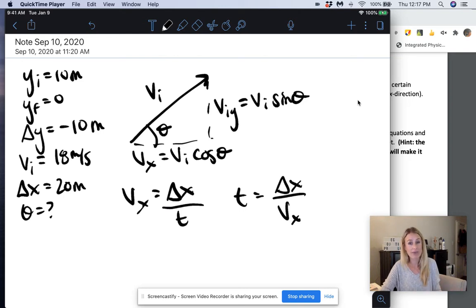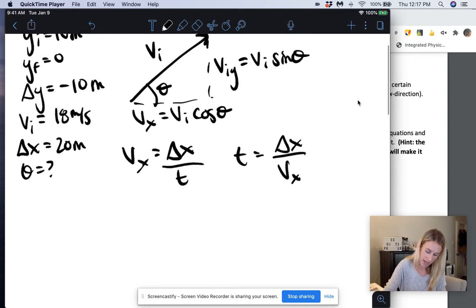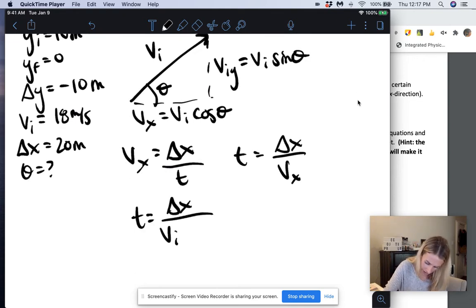So I do know an equation for x velocity, and I do know what the range is. I'm not going to plug in the range yet. I'm going to wait until later when I have everything written down in equation form. So I'm just going to leave delta x as it is because I know what it is. And then I'm going to plug in for vx, v initial times the cosine of the angle.